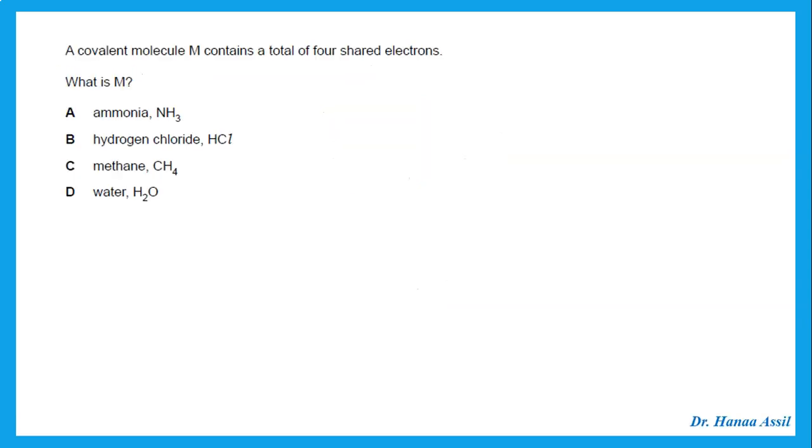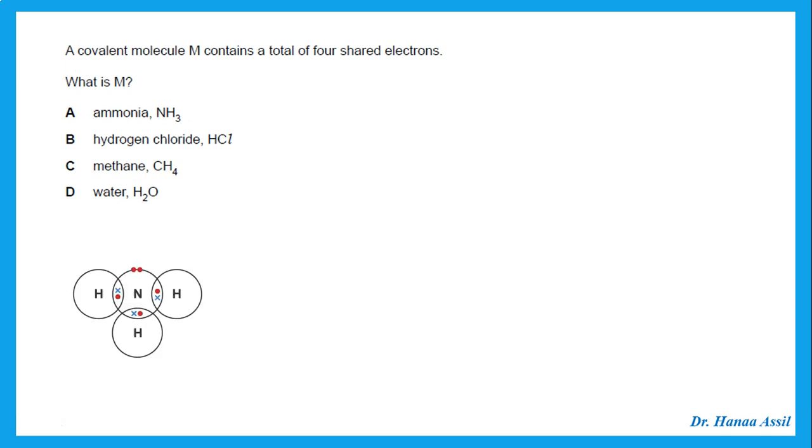Let's look at this question. A covalent molecule contains a total of 4 shared electrons. Please note that sometimes the question tells you 4 pairs of shared electrons or 4 electrons. So here it's saying 4 electrons. If it says 4 pairs, that means they're sharing a total of 8. So we're looking for something that has a total of 4 electrons being shared. So let's take a look at each of them.